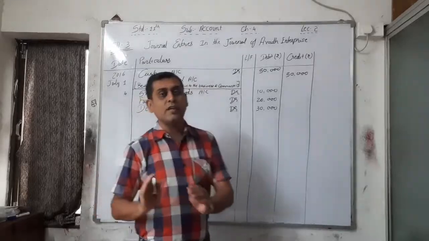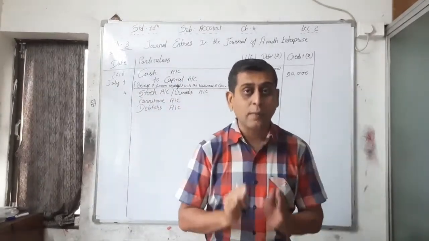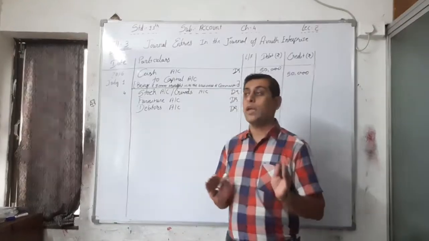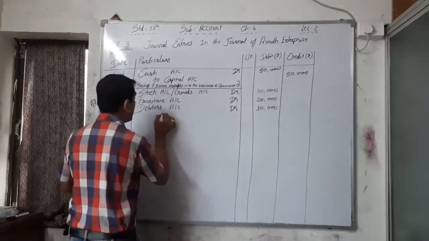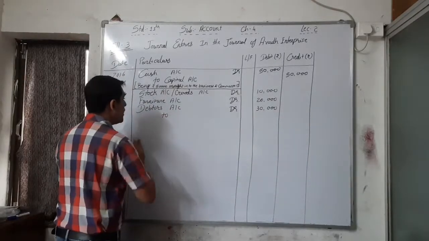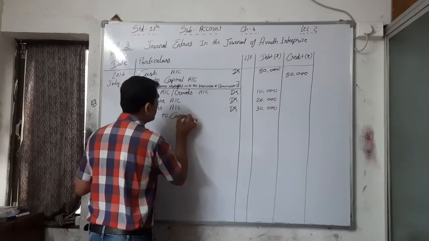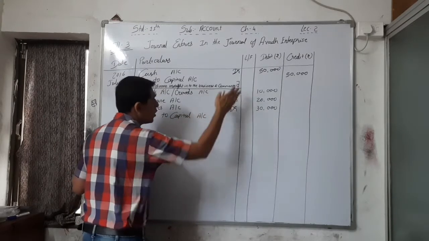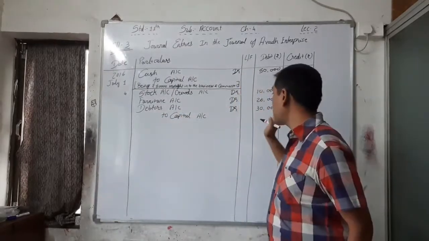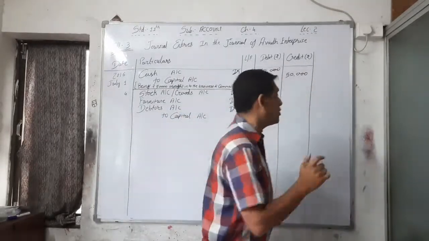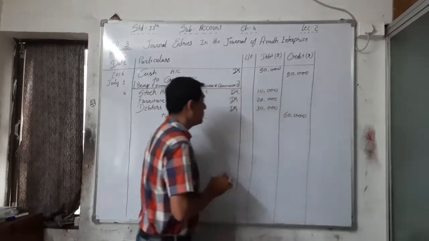And all these things are brought by the owner. That's why it is capital and that's why it is credited to capital account. Leave some space for the credit one. Here I am leaving some space. Then write to capital account. See, all these are the capital for the owner. That's why 10 plus 20 plus 30, that is 60,000, is credited to capital account.